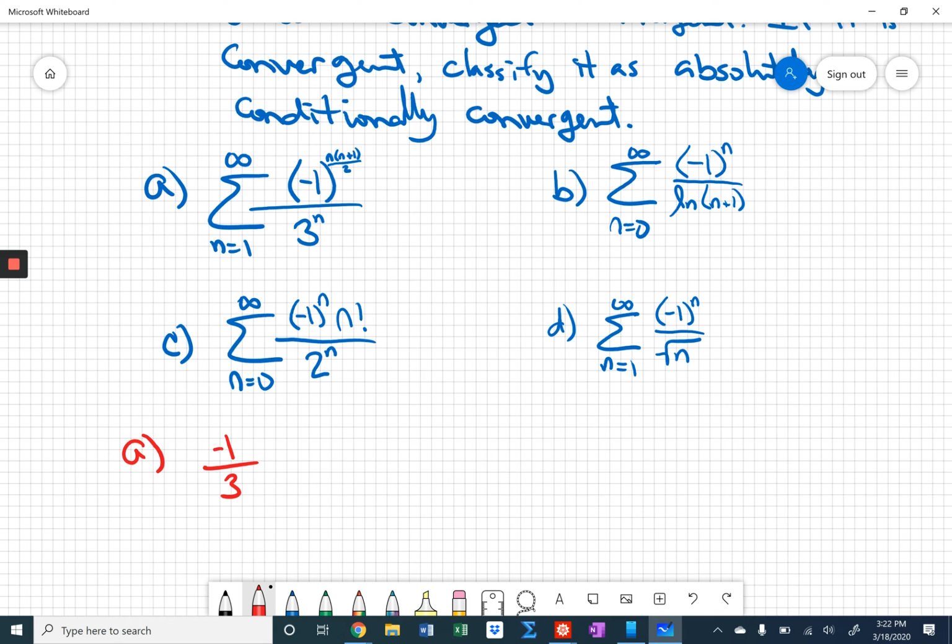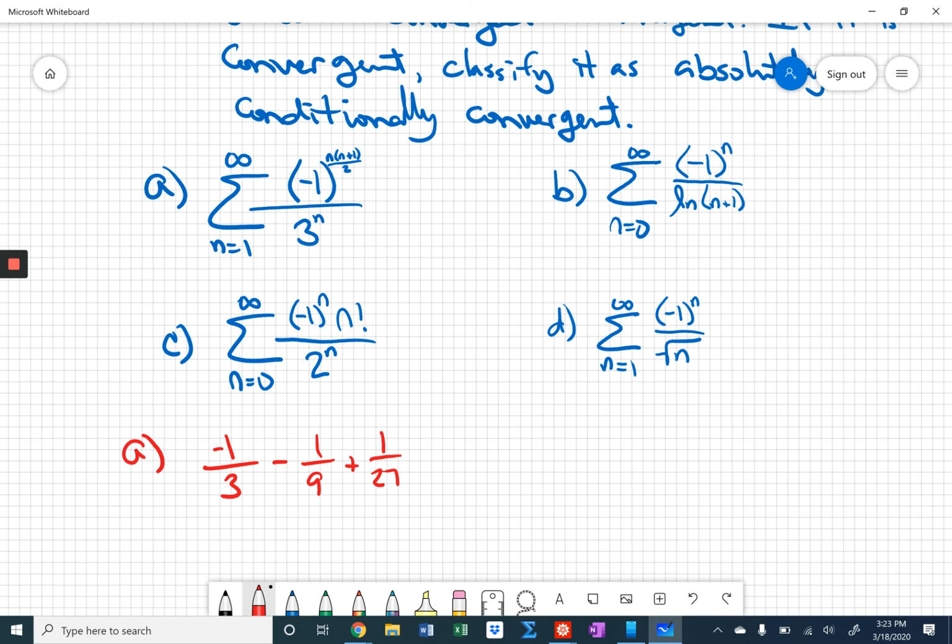If I plug in 2, I'm going to get 2 times 3 over 2. And the 2's are going to cancel and I'm left with a 3. And negative 1 to the third power is still negative. So this is going to be minus 1/9. If I plug in a 3, then I'm going to get a 3 here and a 4 here. Now 4 divided by 2 is 2. 2 times 3 is 6. Now negative 1 to the 6 is positive. This is going to be plus 1 over 27.